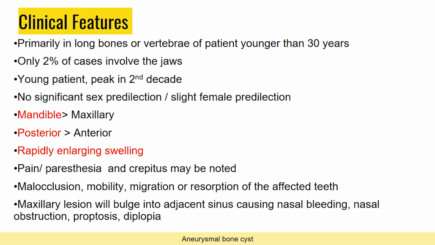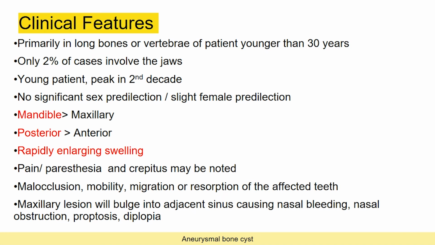It occurs more frequently in the mandible compared to the maxilla, most often seen in the posterior region compared to the anterior region, and it is a rapidly enlarging swelling. Pain, paresthesias, and crepitus may be noted. Malocclusion, mobility, migration, or resorption of the affected teeth may be seen. A maxillary lesion will bulge into the adjacent sinus, causing nasal bleeding, nasal obstruction, proptosis, and diplopia.